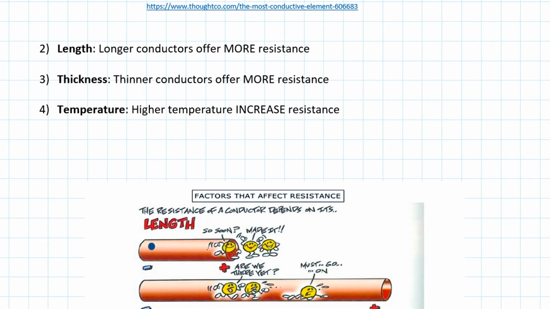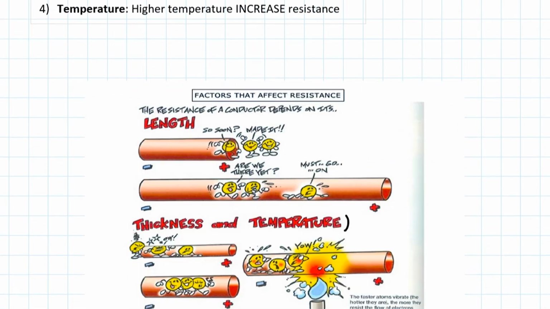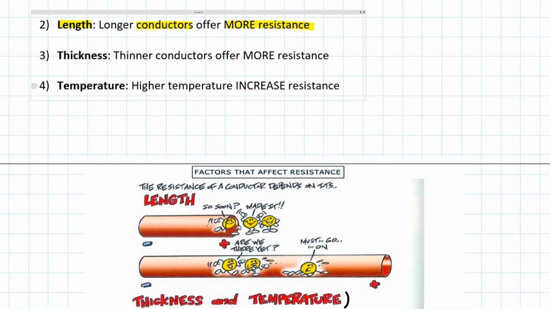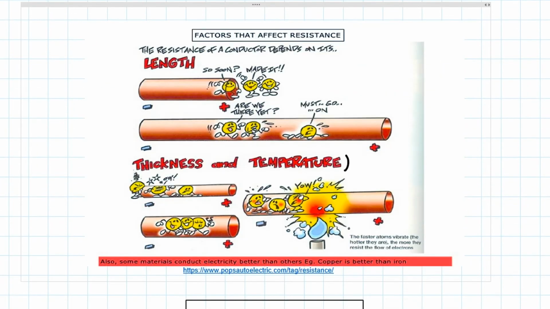Then, number 2 on our list is length. We say the longer the conductors are, the more resistance they will offer. So over here we have a cartoon to help us make sense of this. If we look at the top illustration, you will see the first wire is very short. The second one is a lot longer. If we look at the little cartoons, the little electrons, for the short conducting wire, the electron says, so soon, made it, right? So it was very easy for these electrons to flow through this conducting wire.